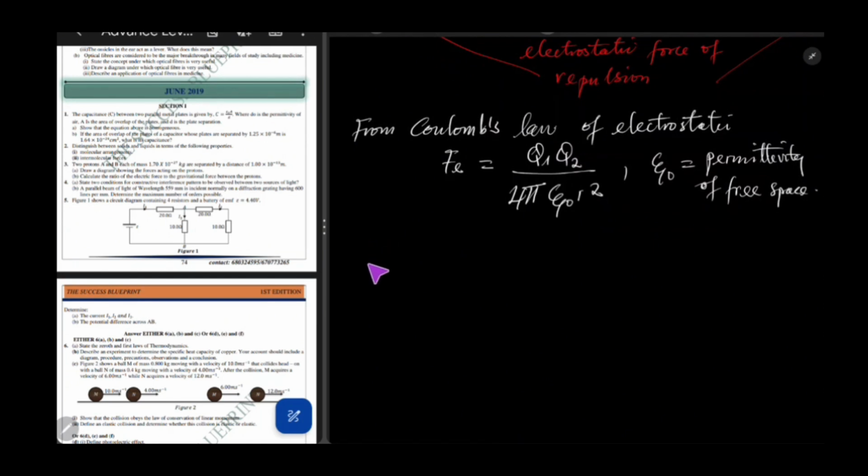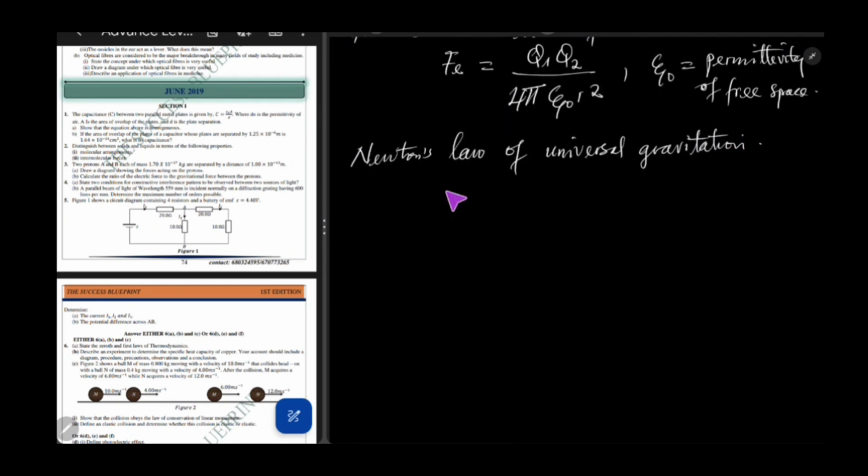Now, according to Newton's law of universal gravitation, we have that the magnitude of the gravitational force Fg between the two protons will be equal to G m1 m2 divided by r squared, where G here represents the constant of universal gravitation.